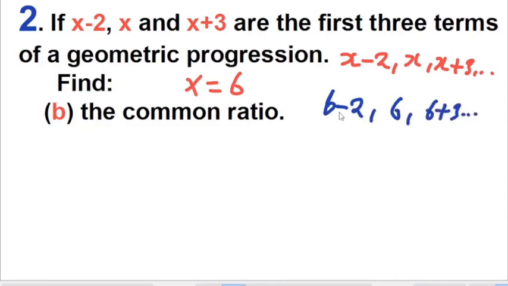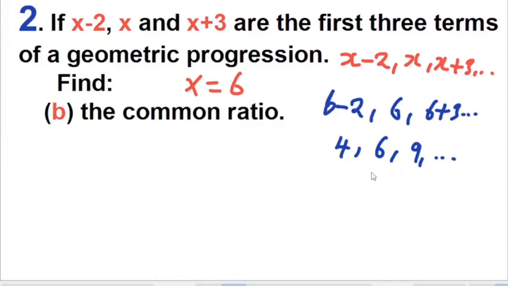So 6 minus 2 would be 4, comma 6, comma 9. So this will be our new sequence: 4, 6, and 9. Now we can answer the question. The question is, find the common ratio. So they want us to find the common ratio of this sequence.